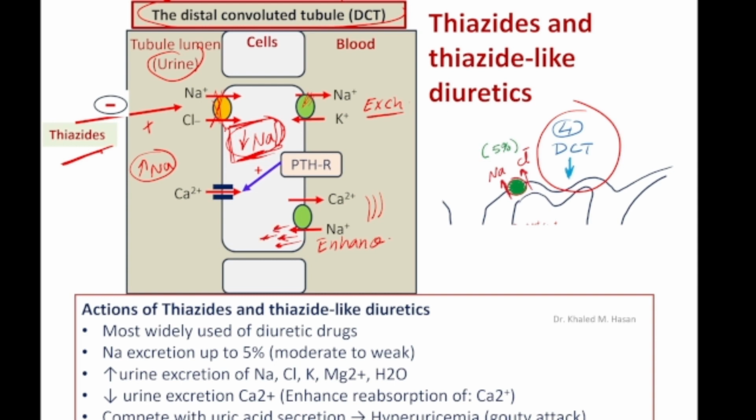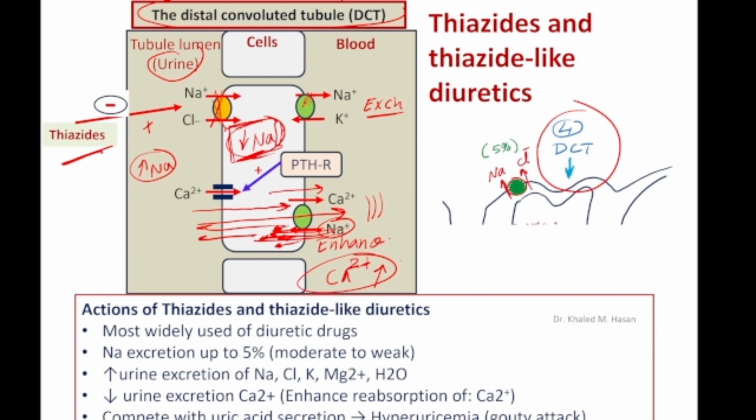But this exchanger, in order to bring sodium to the cells, needs to take calcium to the blood. So it brings sodium from the urine to the cells, but at the same time it brings calcium from the urine to the blood. That's great. What happened to the calcium in the blood? The calcium in the blood will be increased. So the situation here will be opposite.